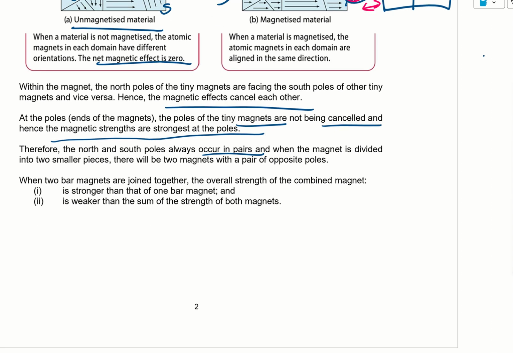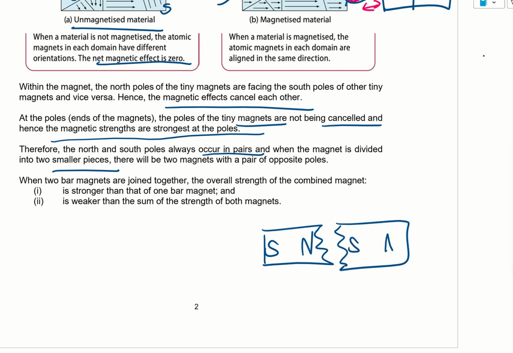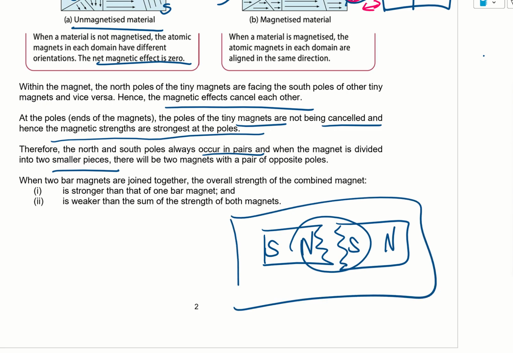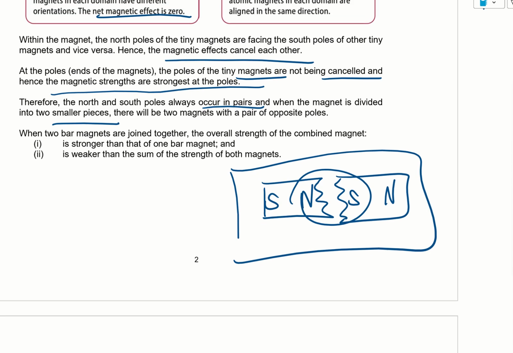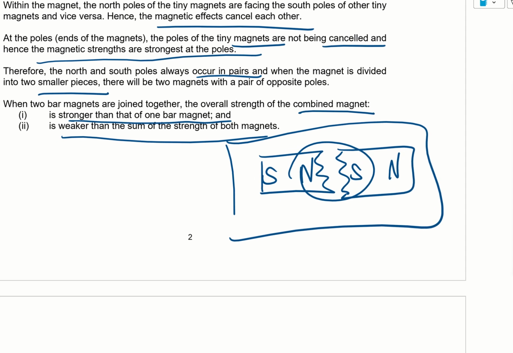Okay, so therefore north and south poles always occur in pairs, right? And when the magnet is divided into two smaller pieces, right? Let's say two smaller pieces, then this will be north and south, right? Here will then be south and north, right? But if I join them together, then it will be one big magnet by itself. Okay, now when two bar magnets are joined together, the overall strength of the combined magnet is stronger than that of one bar magnet, of course, and is weaker than the sum of the strength of both magnets.